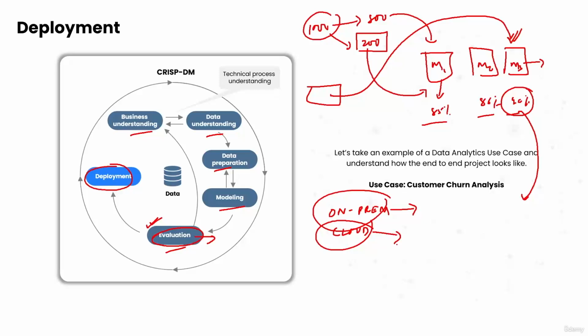But ultimately, deployment is something where we are taking the entire model and deploying it. That means the users or the clients will start using these models in a live environment. That's all about deployment. So again, there are various steps inside deployment. Let's not get into that right now. Probably in some of our future videos, we will be talking about it.